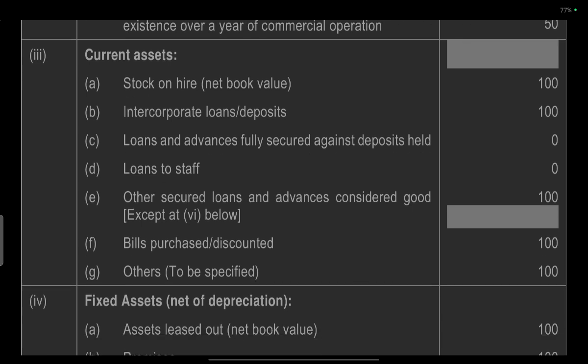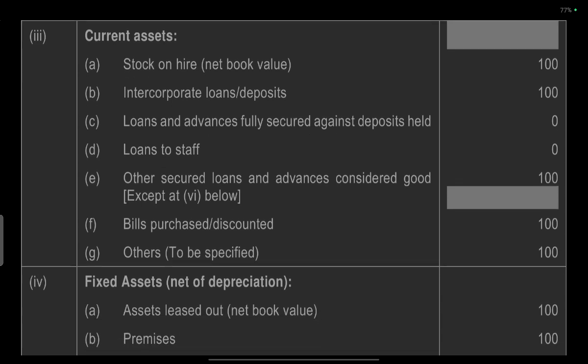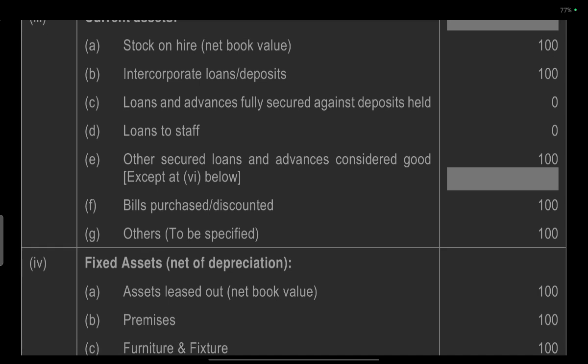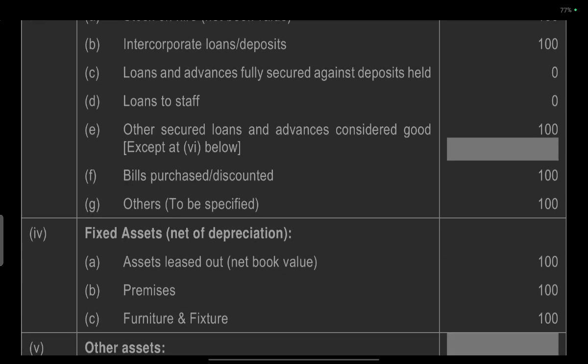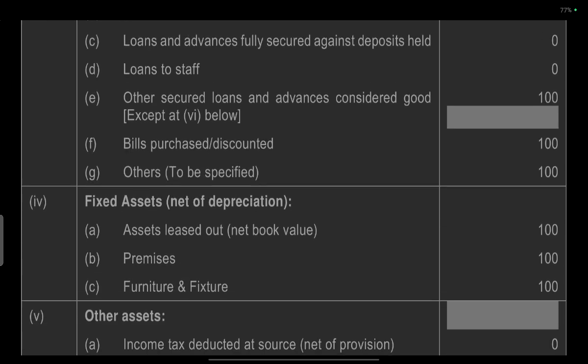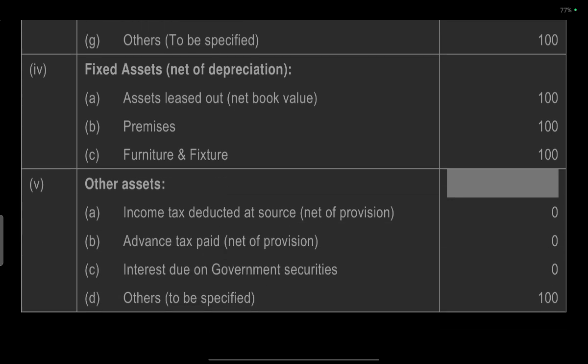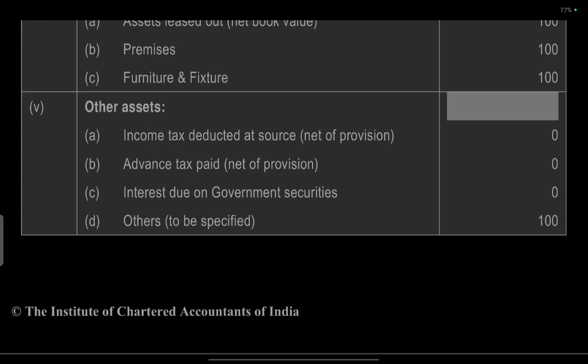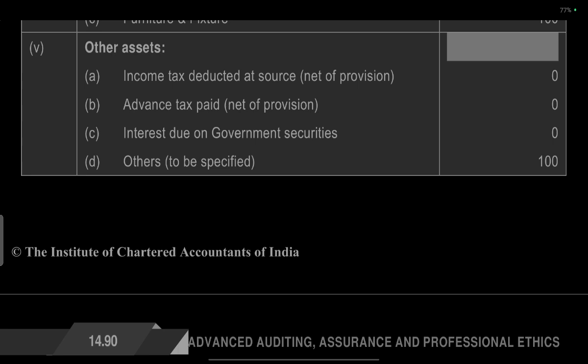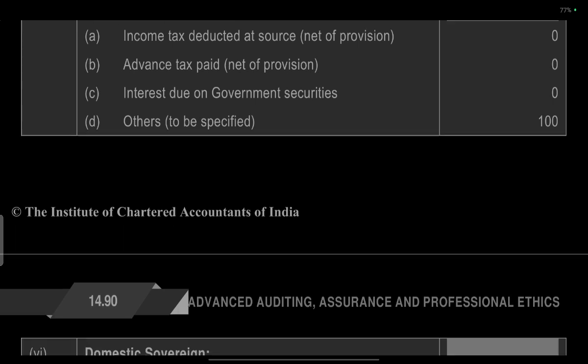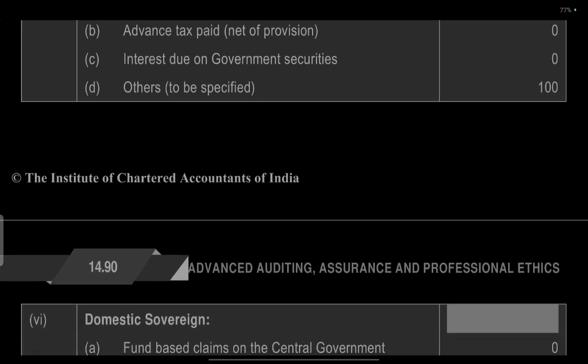Current assets: stock on hire 100%, intercorporate loan deposit 100%, loans and advances fully secured against deposit 0%, loan to staff 0%. Other secured loans and deposit advances considered good 100%, bill purchases 100%, other 100%. Fixed assets net of depreciation, assets on lease 100%, premises 100%, furniture 100%. Other assets: income tax deducted at source 100%, advance tax paid 0%, net of provision. Interest due on government security 0%, others 100%.